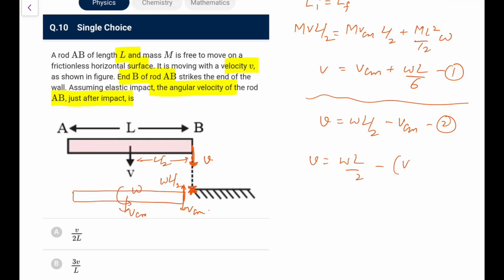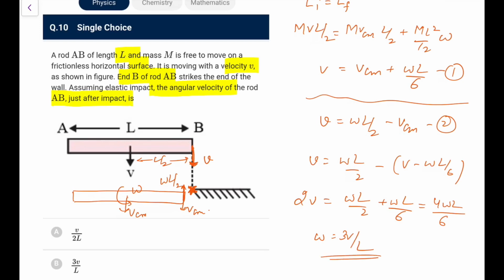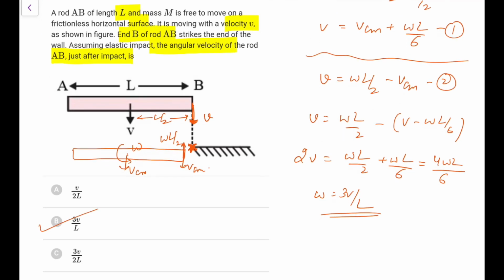Vcm from above can be written as v minus omega L by 6. So 2v is omega L by 2 plus omega L by 6, you can write it as 4 omega L by 6, that is 2 omega L by 3. So omega comes out as 3v by L. So it's a very nice question. Let's go for option B here.